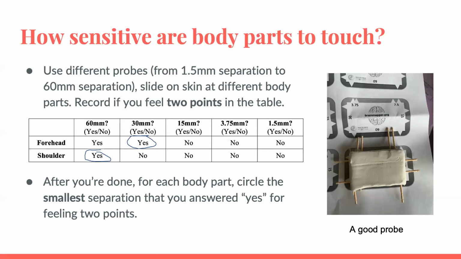So for my shoulder, well, I don't feel as much. I only feel up to 30, but I don't feel at 15. So I would circle 30. Okay, and you want to do that for each of your body parts. So basically you're circling the smallest separation that you can feel for each body part.